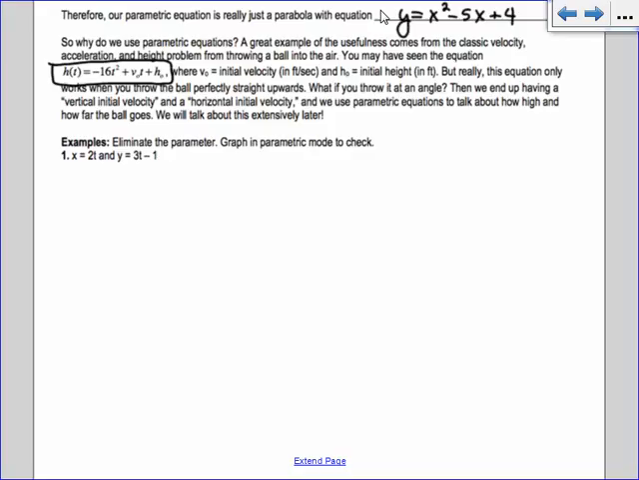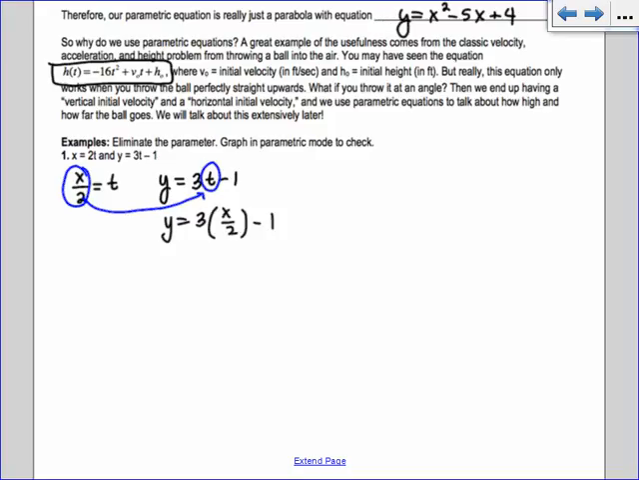All right, so for this one, it says eliminate the parameter, graph the parametric in parametric mode to check. So we're going to do the same thing. We're just eliminating the parameter. So we're going to solve one of the equations for t. It's pretty easy to see which one we can solve for t. It's pretty quick to do x over 2 equals t. So in our other equation, we have y equals 3t minus 1. So we're going to replace our t value with the x over 2. We're going to put it right in there. So we're going to have y equals 3 times x over 2 minus 1. So we get y equals 3 over 2x minus 1.